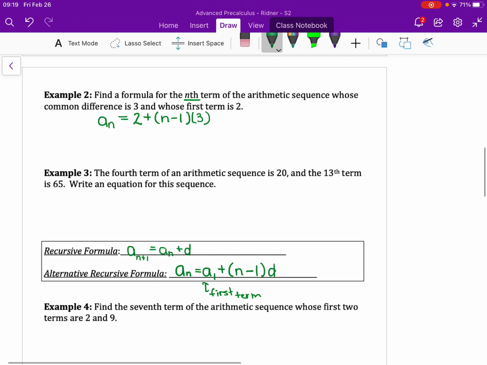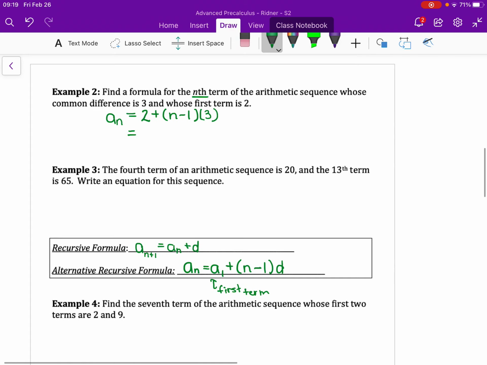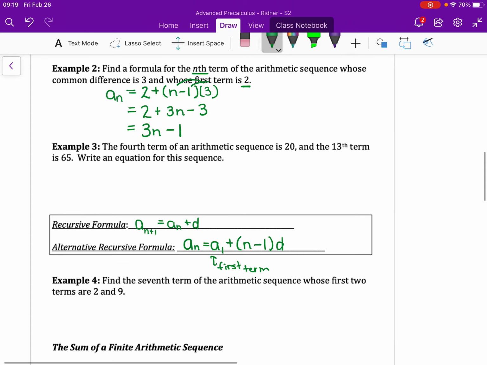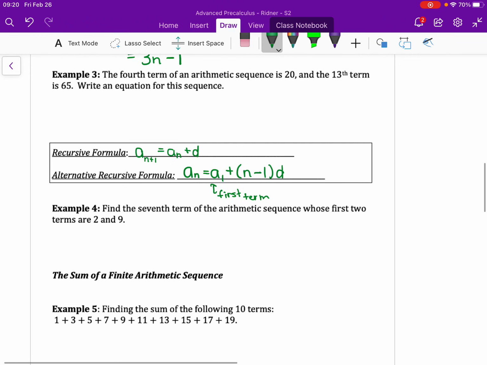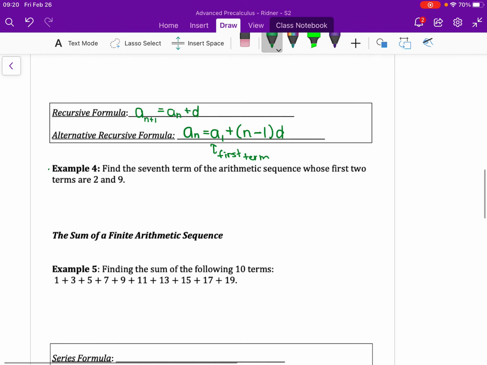Okay. If I was not concerned with simplifying, I would leave it there, but we're pre-calc, so we're going to simplify. So I distributed that 3 and then simplified to 3n minus 1. Okay. I could also think about if my common difference is 3, what is the one number before 2? It would be -1, and I would skip all the math. Okay. We will go over some of these examples in class, so make sure that you are present for that.